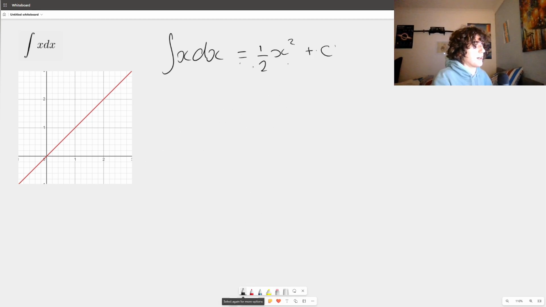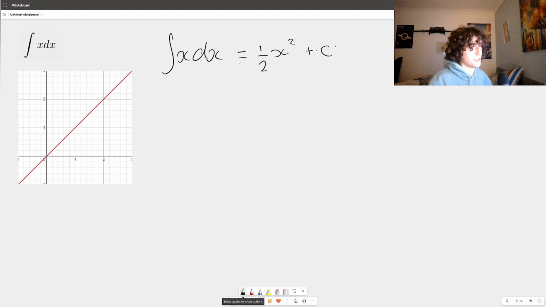So that is the answer to this integral x dx. And I've got the graph here of x. Now, if we're going to plot the graph of half x squared dx, then you would get your normal curve, but it would just be half of the magnitude. You probably won't be asked to draw an integral.